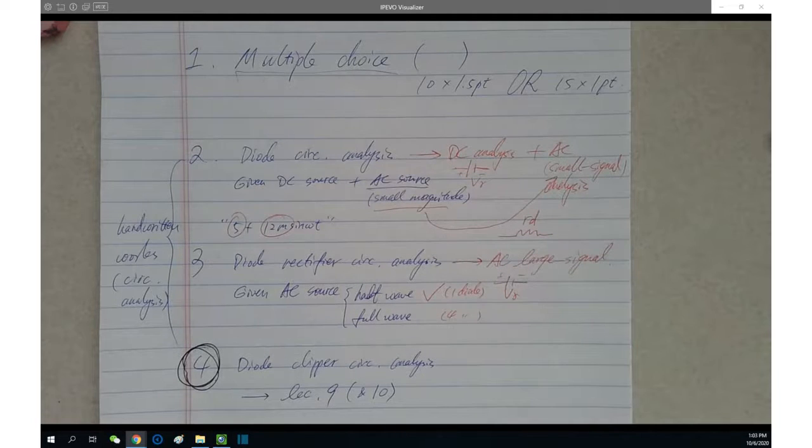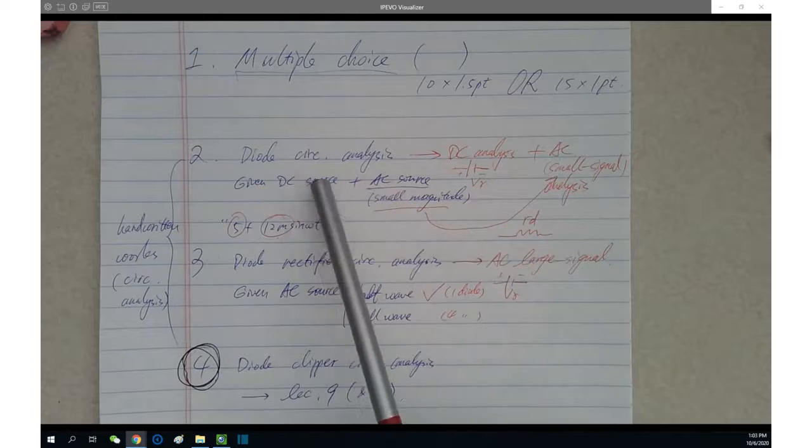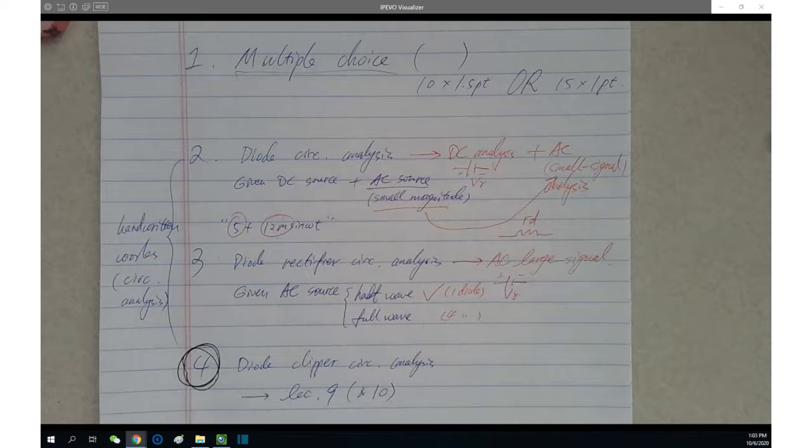From the magnitude, you can also tell the AC source magnitude is going to be very small, way smaller than the DC magnitude. That makes sense. One is DC, another is the small signal model. You do two things.